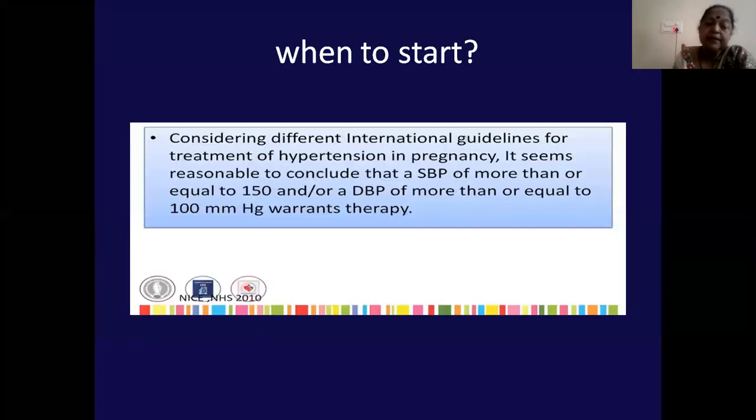About hypertensive disorders in pregnancy, there are various international and national guidelines, and FOGSI guidelines for the treatment of hypertension in pregnancy. It is reasonable to conclude that systolic blood pressure more than 150 or diastolic more than 100 warrants therapy. Okay, so now the threshold has come down. I will not go on discussing that.